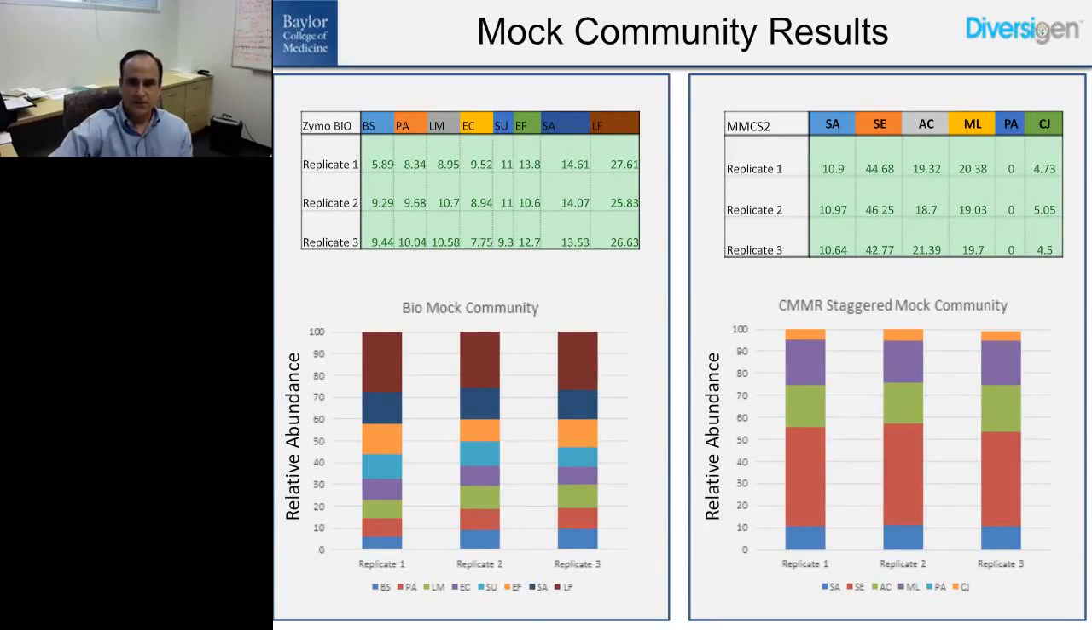So here are the results from our mock communities. On the left side is the commercially available Zymo Research mock community, which is Zymo. We looked at relative abundance, and so we had 3 technical replicates, and you can see in this bar chart that they're highly reproducible. And then on the far side would be our mock community that we assembled with the Echo. Again, you see it very reproducible in these technical replicates.